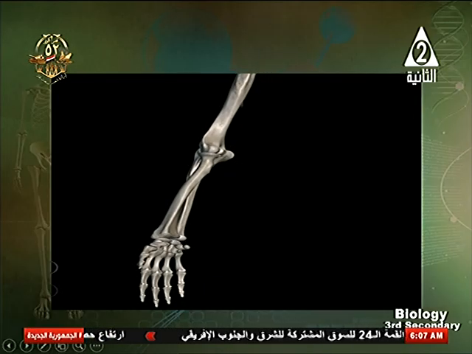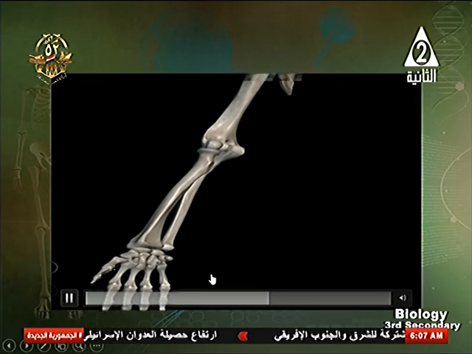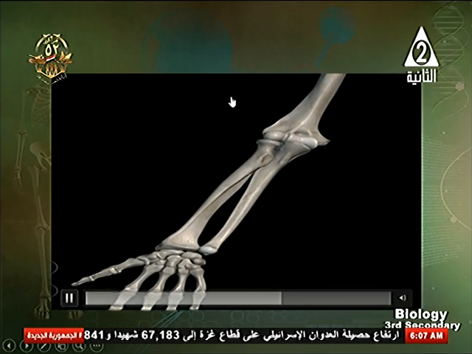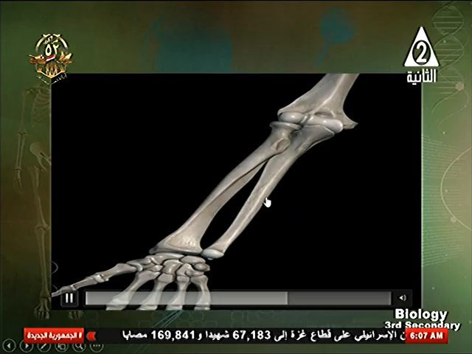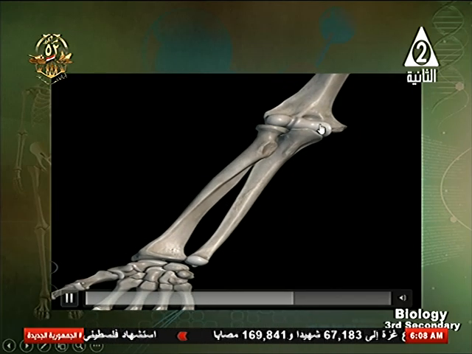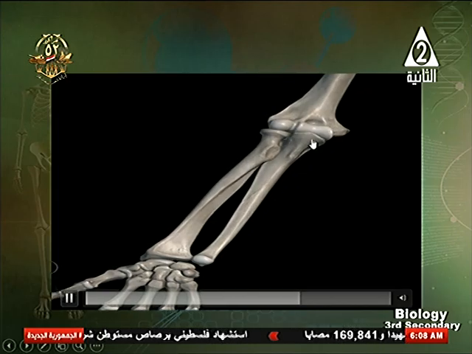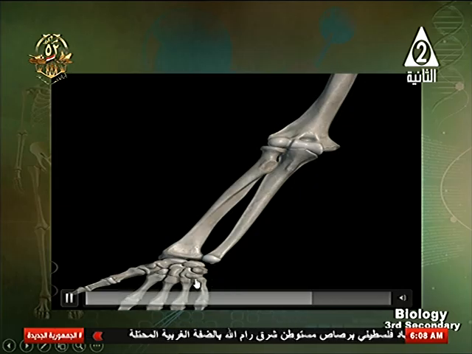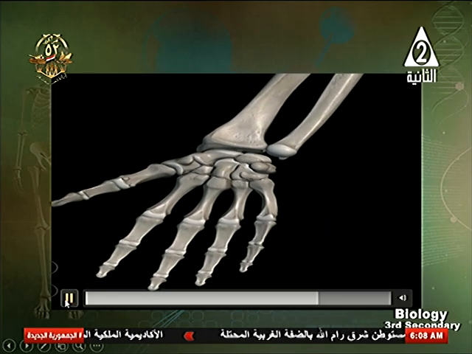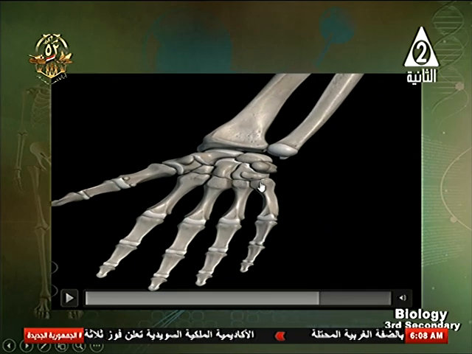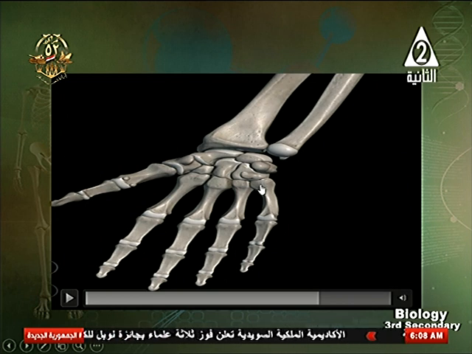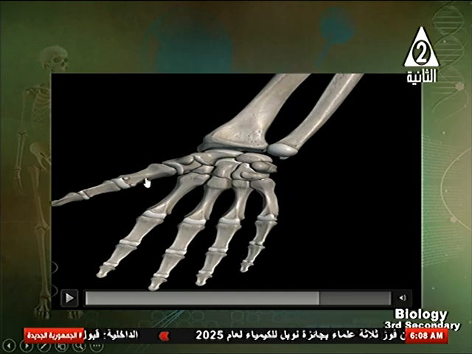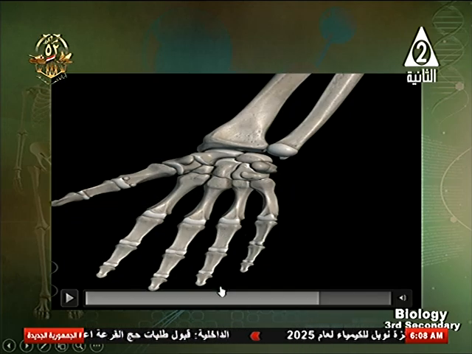These are different views of the forearm: humerus, upper arm, radius and ulna, forearm. This is the elbow joint. This is the wrist joint here, okay? Hand bones, look here at the hand bones. The hand bones consist of 27 bones. This region is the wrist, and this is the hand palm, and these are the hand digits.